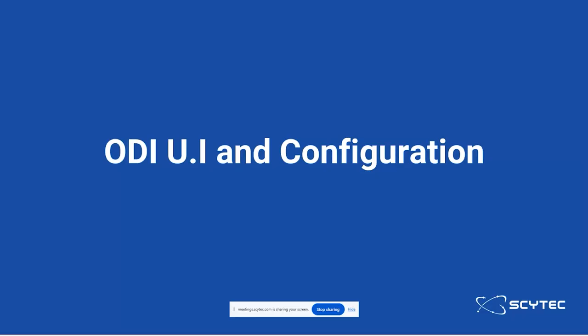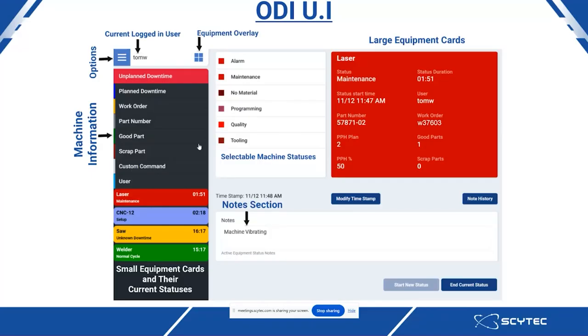Next up, I will be discussing the ODI user interface and how you can configure that interface and what is displayed on the ODI home screen and the equipment overlay as well. So what we are looking at here is the home screen for the operator data interface, or its user interface. I'm going to start in a somewhat clockwise motion by first showing you the machine information. Everything that I discuss here, I'm going to be showing in a demonstration later on if any of this is confusing.